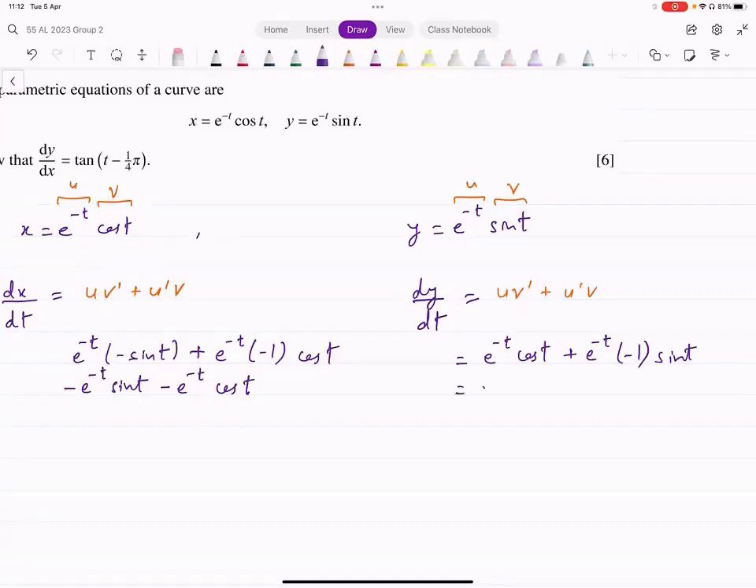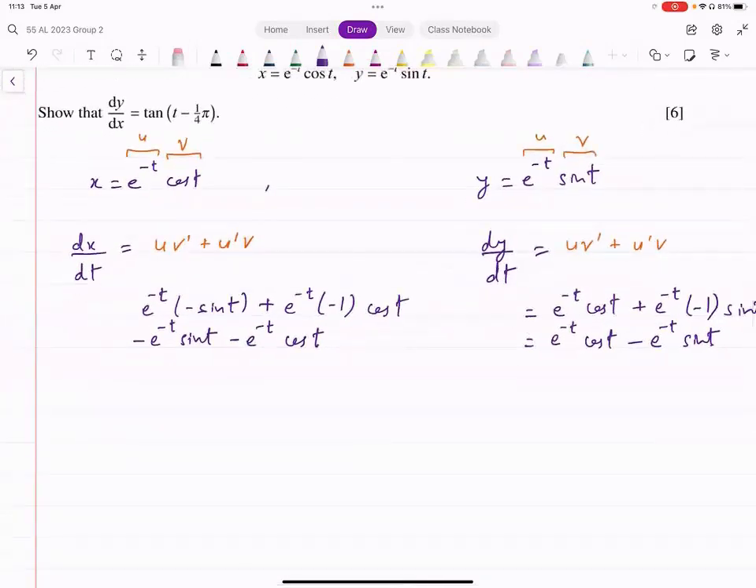If we simplify this, we get e raised to power minus t cos t minus e raised to power minus t sin t. So we found the derivatives of each of those functions separately. ठीक है, अलग-अलग हमने differentiate कर लिया दोनों को. Now what we have to find here is dy over dx. dy over dx find करना है.